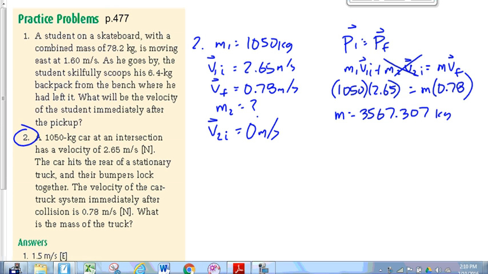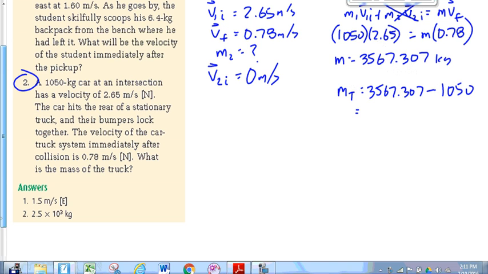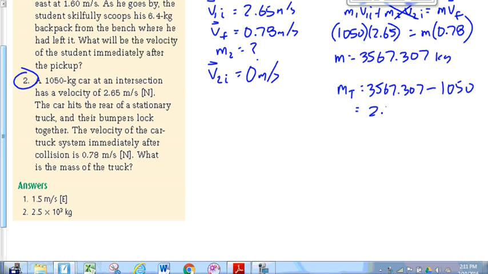But that's not the answer that's given to us in the book. What have I just found? What have I just found, Haley? Yeah, the mass of the truck and the car combined. What am I looking for? Right. So if you've got the combined mass and you want to find the mass of the truck, let's say the mass of the truck is going to be 3567.307 kilograms. Subtract the mass of the car, 1,050. And when we do that, it should work out to be 2.5 times 10 to the 3.